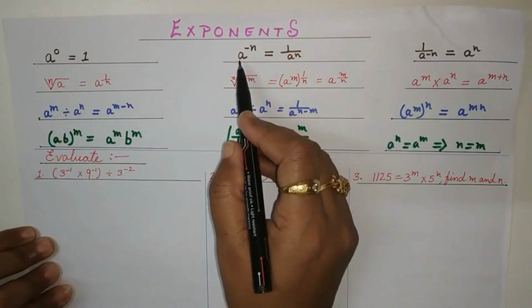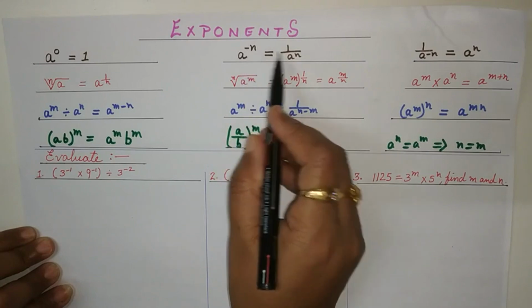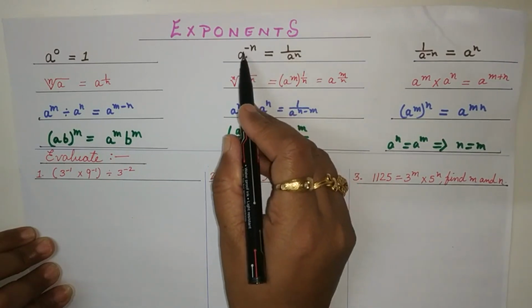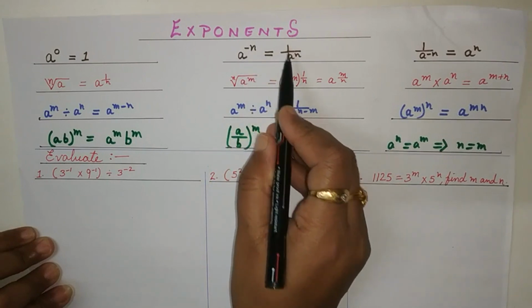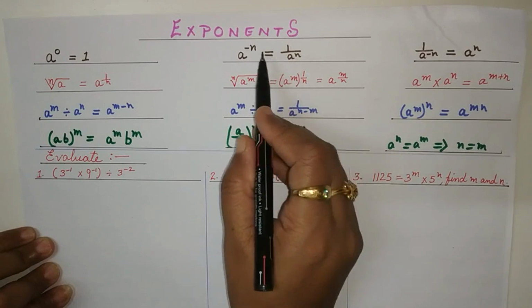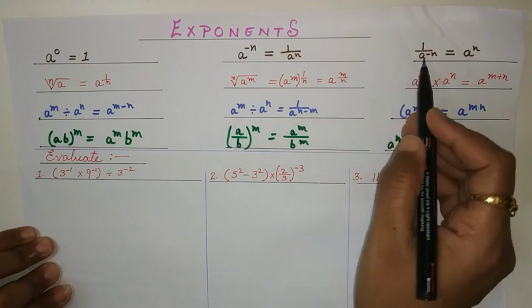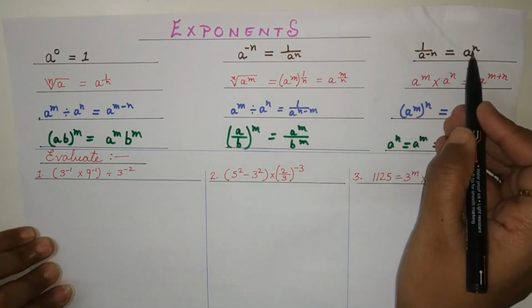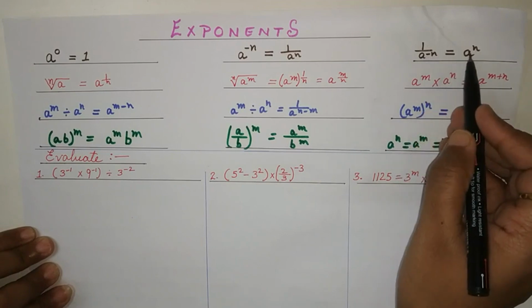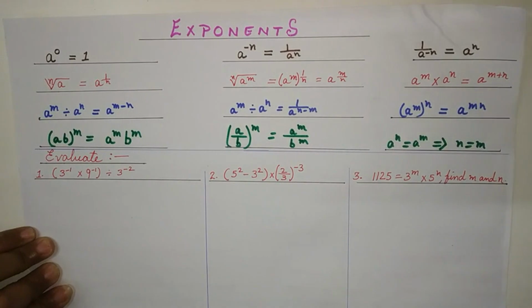The next one, if a number is raised to the power of a negative number, then the term comes to the denominator, like a to the power minus n is equal to 1 by a to the power n. So negative becomes positive when we bring the numerator to the denominator. It happens the same if you take the denominator to the numerator, that is 1 by a to the power minus n is equal to a to the power n. So these two are the fundamental ones. Now next one.